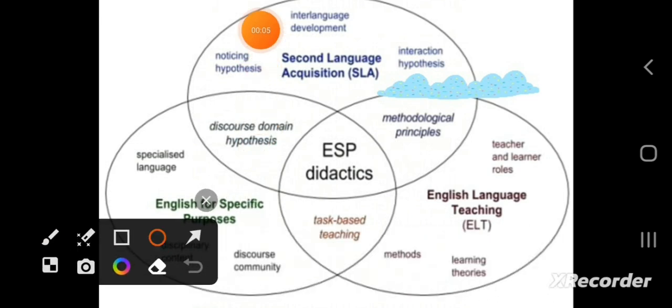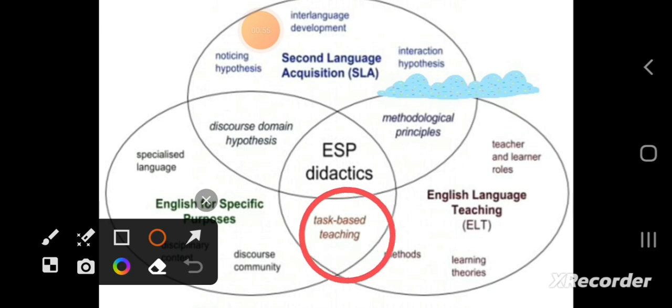English language teaching. Methods: various approaches and techniques used in language teaching to achieve educational goals. Learning theories: frameworks that explain how people acquire, process and retain knowledge and skills. Teacher and learner roles: the different responsibilities and interactions of teachers and learners in the educational process.